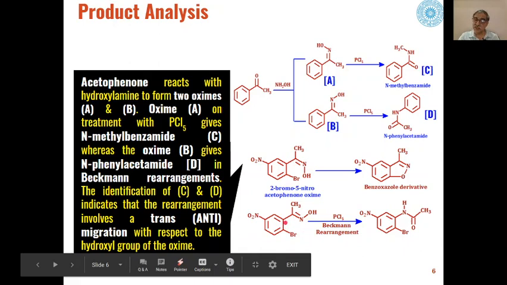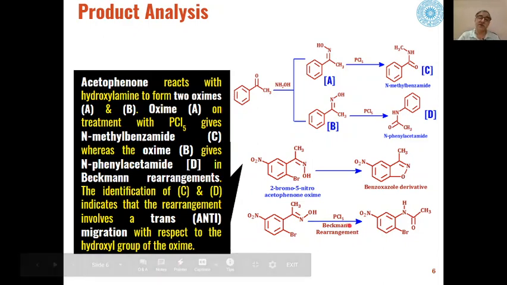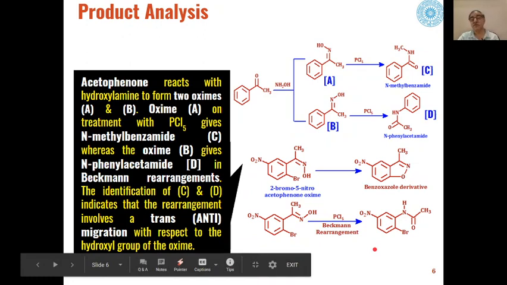So we can see that it is always the group anti to the hydroxyl of the oxime which migrates in the case of Beckmann rearrangement. So the analysis of the products formed during these reactions gave us very useful information about the type of mechanism involved in various types of organic reactions.